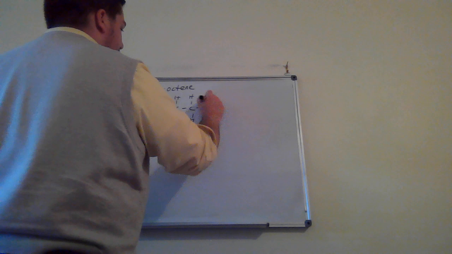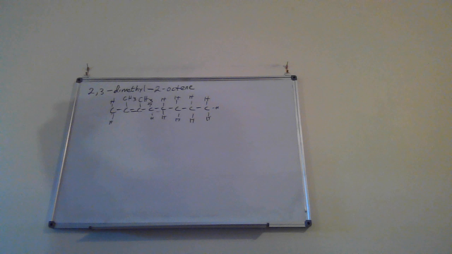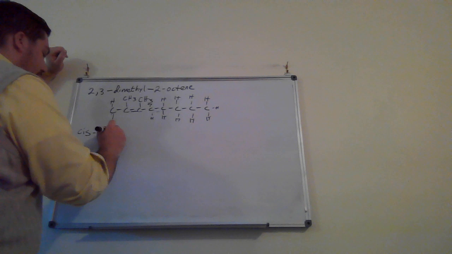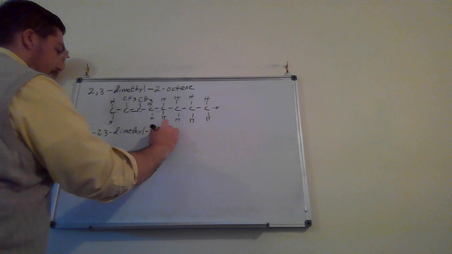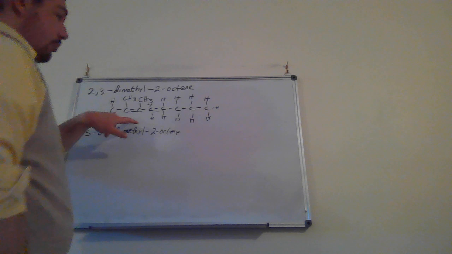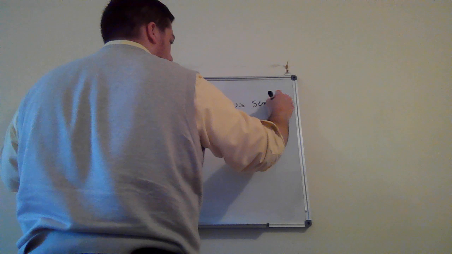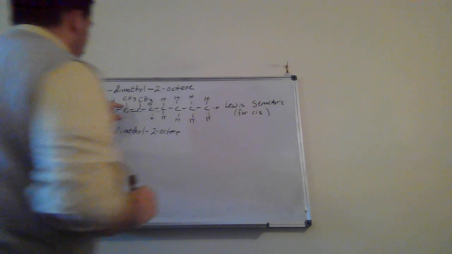So in this case, I did not tell you if this was cis or trans. Okay? So suppose that this was cis 2,3-dimethyl-2-octene. This was cis, then that's going to be the Lewis structure. So this is the Lewis structure for cis. Why? Because the 2 methyl groups are on the same side.